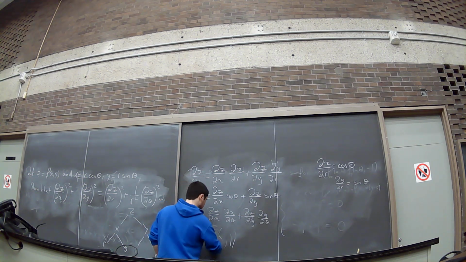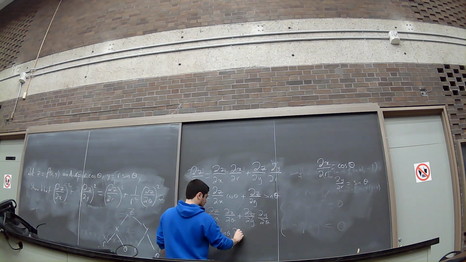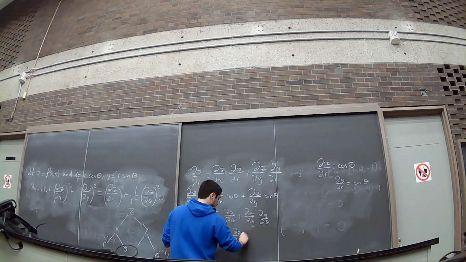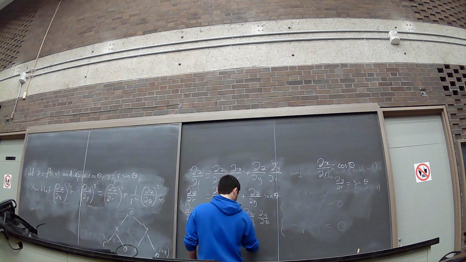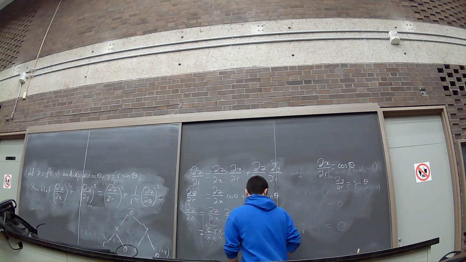Oh, you're right. It's better to put it this way. Negative r sine theta del z del x. Yes. Plus r cos theta.